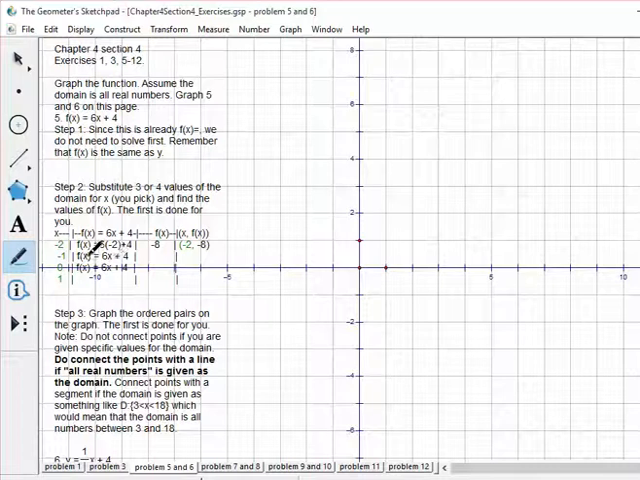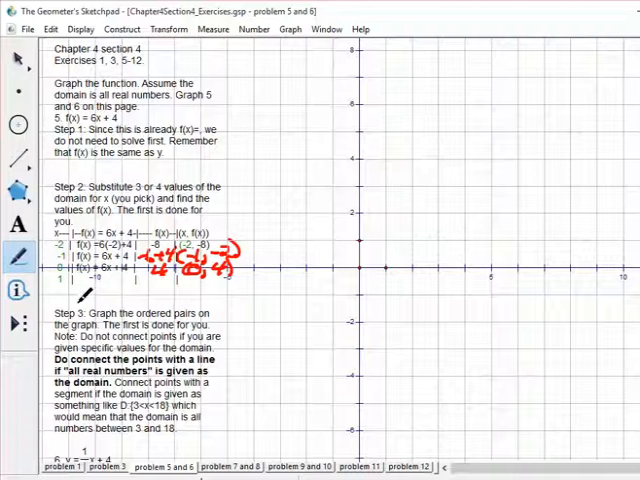That's 1 point. At -1, I'd have 6 times -1. That's -6 plus 4 would be -2. So when x is -1, y will be -2. Then when x is 0, I'd have 6 times 0, that's 0. 0 plus 4 is 4. So my next value will be x is 0, y is 4. That's going to be a point. And then my last point is when x is 1. So 6 times 1 is 6, plus 4 is 10. So at x equals 1, y equals 10.